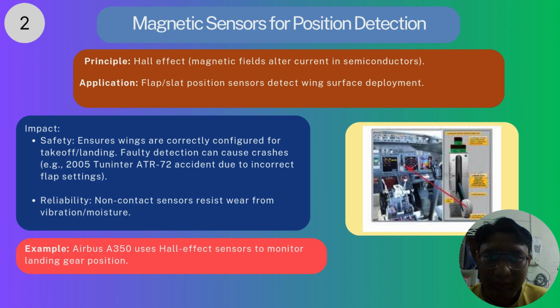The second application is magnetic sensor for position detection. Principle: Hall effect, magnetic field affects current in semiconductors. Application in flap or slat position sensor detects wing surface deployment. For the impact on safety, ensure wings are correctly configured for takeoff or landing. Faulty detection can cause crashes. For reliability, non-contact sensors resist wear from vibration or moisture. For example, Airbus A350 uses Hall effect sensors to monitor landing gear position.